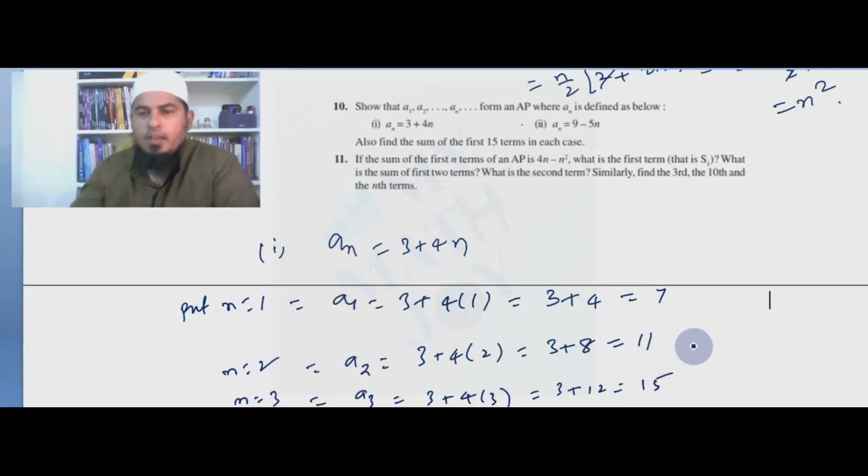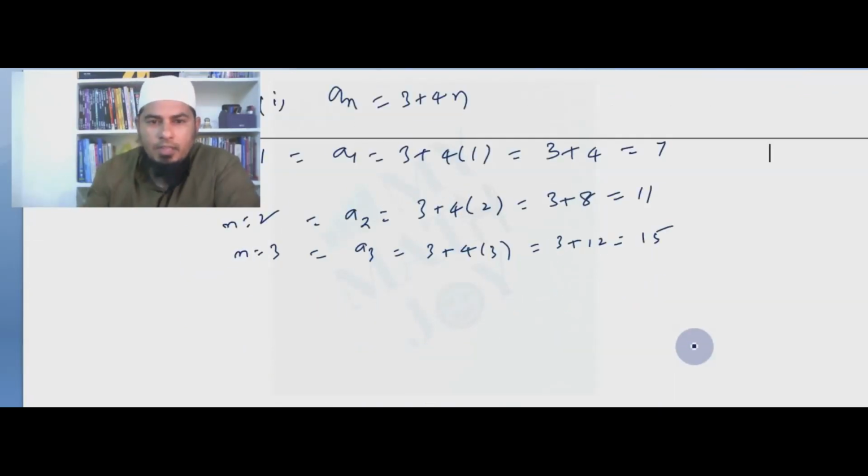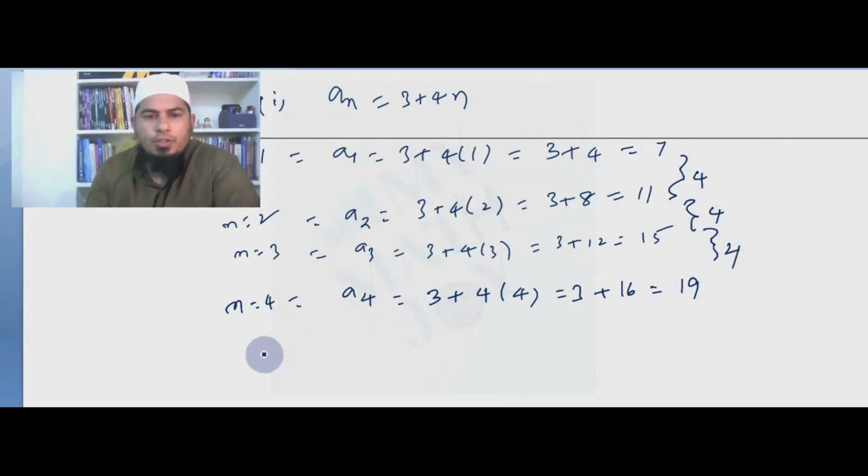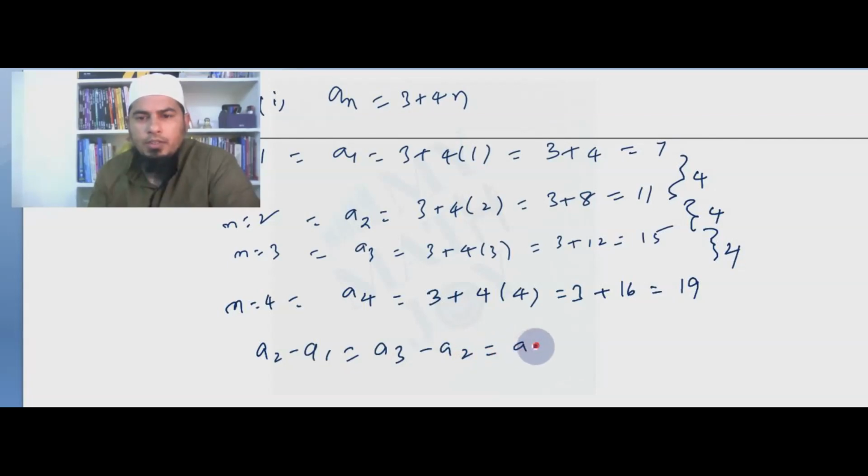Okay, 15. So we got some terms. If we proceed in this way, you'll get plenty of numbers. You got it now, 19 exactly. Here 4 we have added, again here 4, again here 4. So a2 minus a1 is equal to a3 minus a2 is equal to a4 minus a3. You can check it out, it is 4.